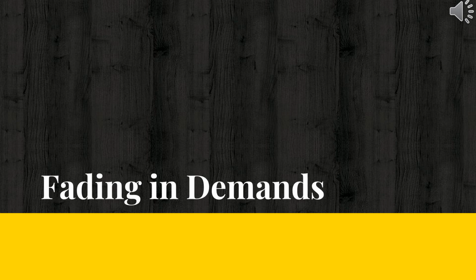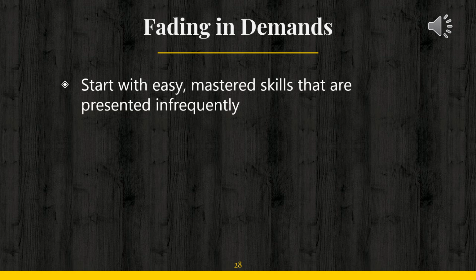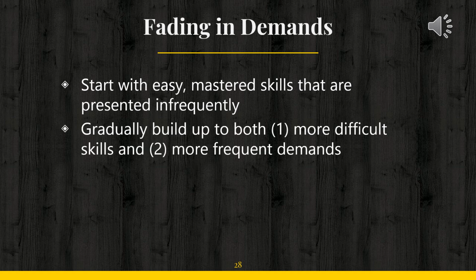Finally, we will discuss how you can begin to fade in demands once the initial pairing process has ended. Once successful pairing has taken place, you should begin to fade in demands. As mentioned previously, you should start with easy, mastered skills that are presented infrequently. The beginning of this process may involve mostly pairing with a few easy demands interspersed throughout the session. Eventually, you will want to build up to both more difficult demands and more frequent demands. Doing this in a gradual, systematic manner will ensure that the technician can continue to be a conditioned reinforcer while also having instructional control.